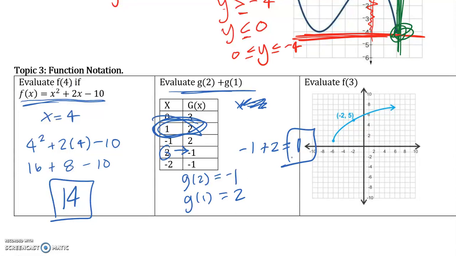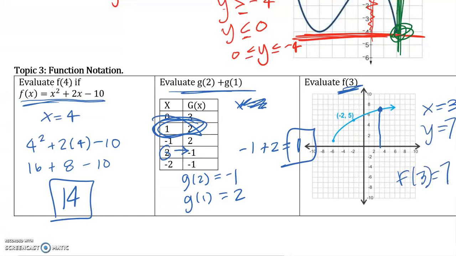You can also evaluate functions from their graph. If I say evaluate f of 3, I want to know what is y when x equals 3. So go to your graph where x equals 3 and just read me the y value. I would say when x is 3, y is 7. Or I could say f of 3 equals 7. Either one of those mean the exact same thing.